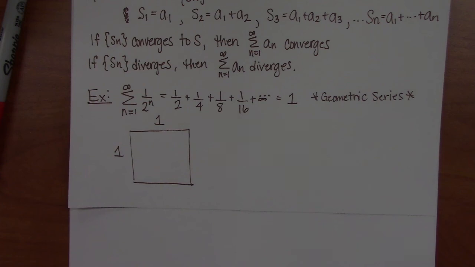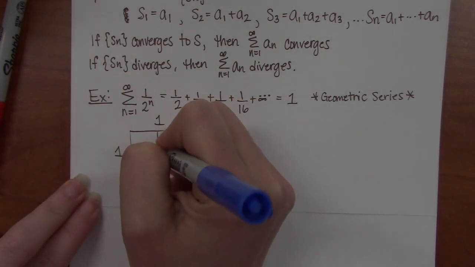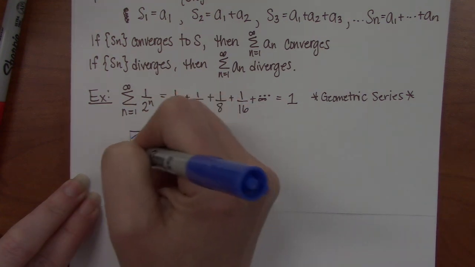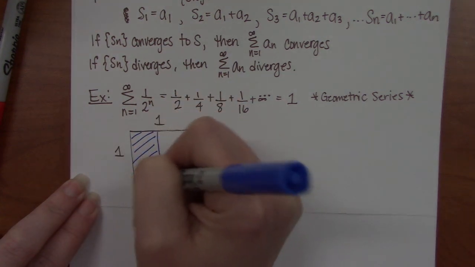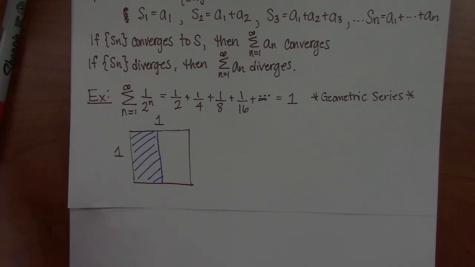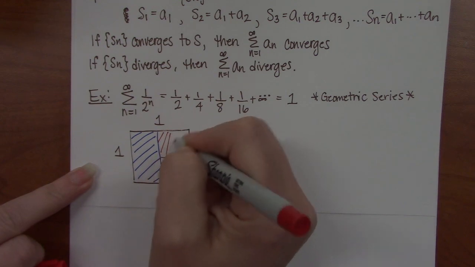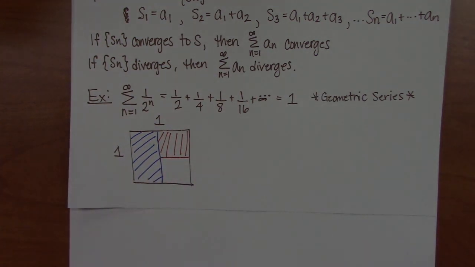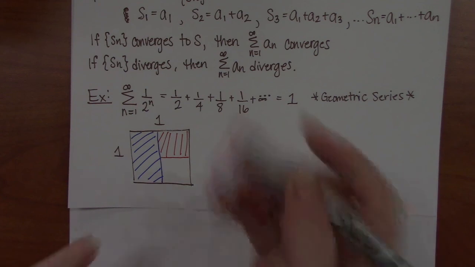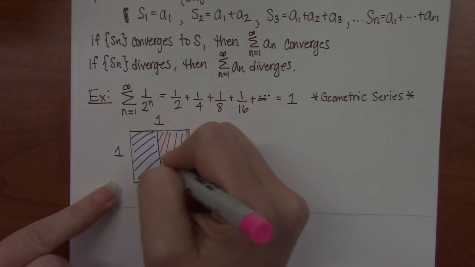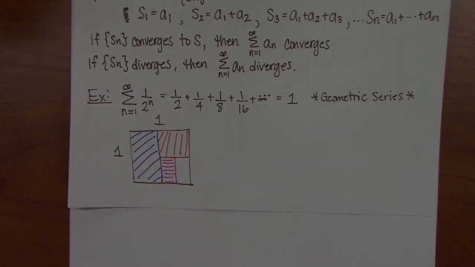And I want to add up all of these fractions. So I'm going to start by taking half the square. And then I want to add that to a fourth. And I get a fourth by just cutting the remaining half in half. And then I want an eighth. So I cut it in half. And then hopefully people can see that this game will keep going on forever.